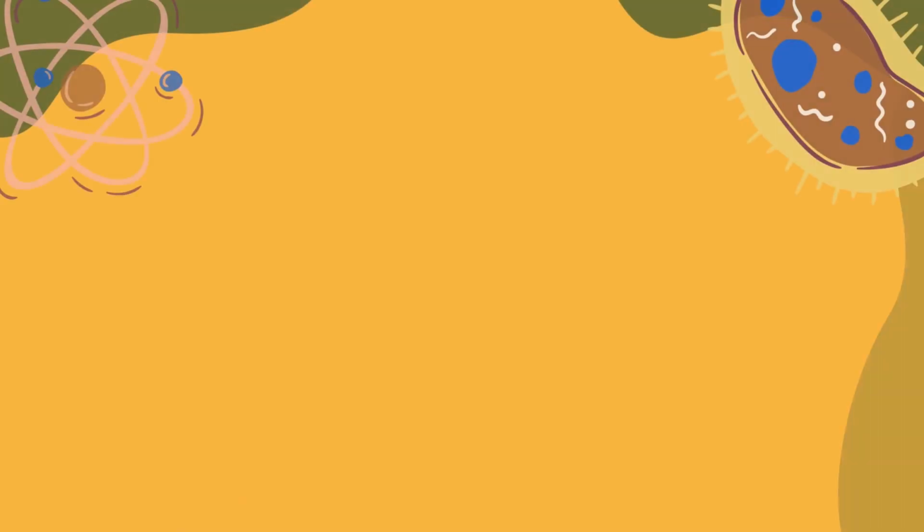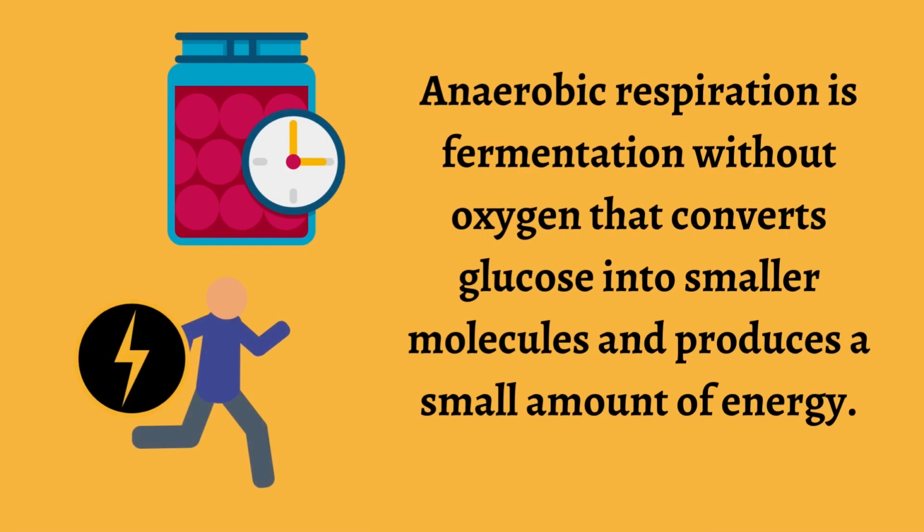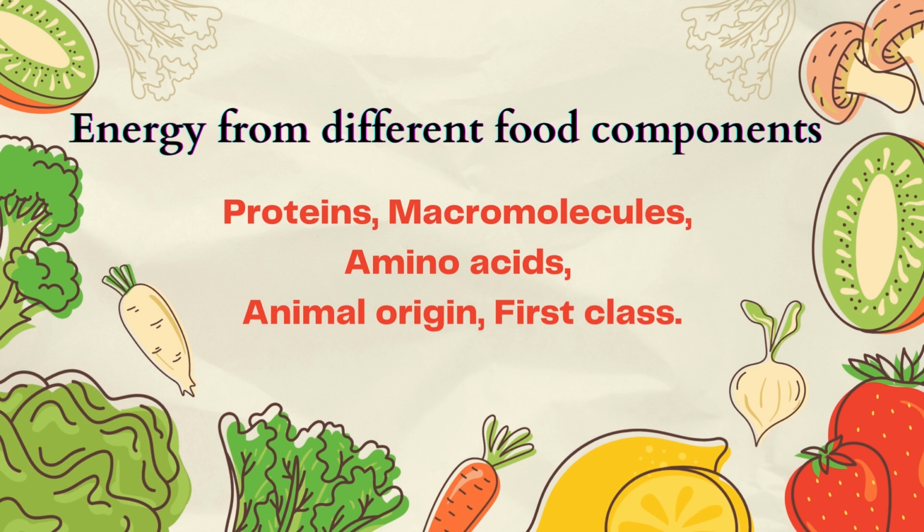So let us now learn about energy production in microorganisms through anaerobic respiration. So anaerobic respiration is fermentation without oxygen that converts glucose into smaller molecules and produces a small amount of energy. So the energy from different food components which we can get are proteins, macromolecules, amino acids, animal origin and first class.